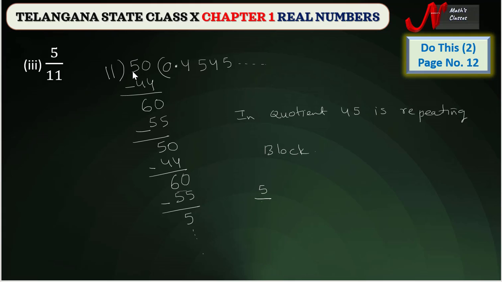We can write 5 by 11 is equal to 0.454545 and so on. If we observe the given rational number, the denominator is 11. It is not in the form of 2 power n or 5 power m. If the denominator has factors other than 2 or 5, then we get a non-terminating repeating decimal.